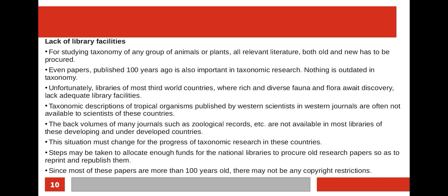Then, unfortunately, libraries of most third world countries, rich and diverse in fauna and flora that await discovery, lack adequate library facilities. Taxonomic descriptions of tropical organisms published by Western scientists in Western journals are often not available to scientists of these countries. The back volumes of such journals, such as Zoological Record, are not available in most libraries of these developing and underdeveloped countries. The situation must change for the progress of taxonomic research in these countries. Steps may be taken to allocate enough funds for the national libraries to procure old research papers so as to reprint and republish them. Since most of these papers are more than 100 years old, there may not be any copyright restrictions.